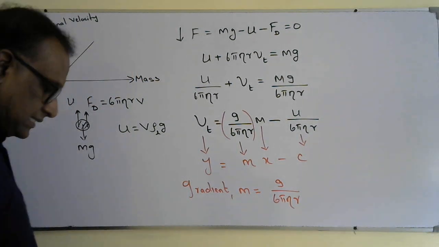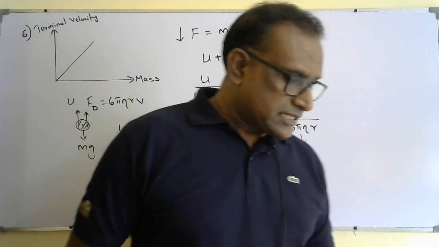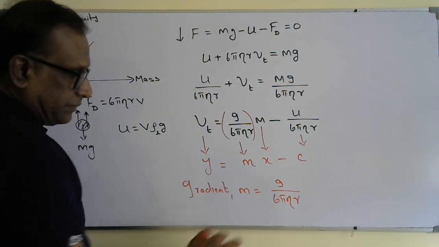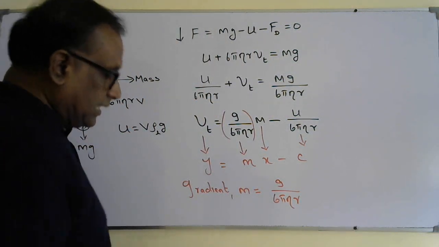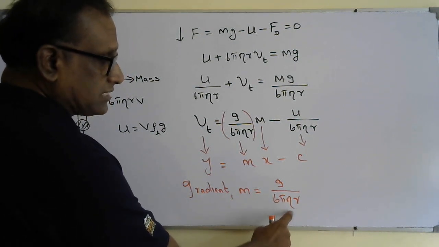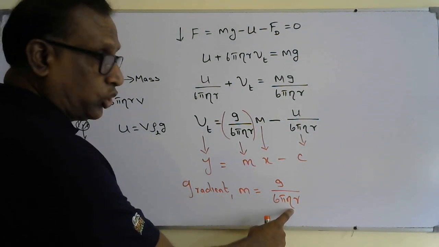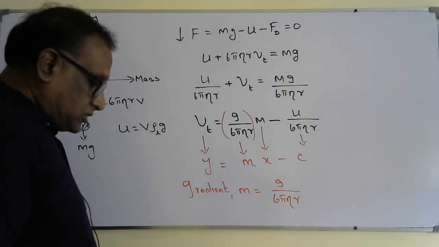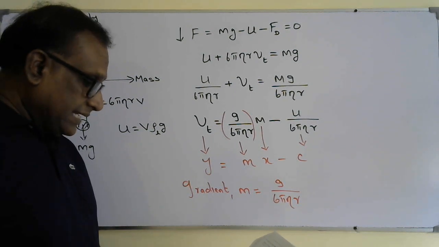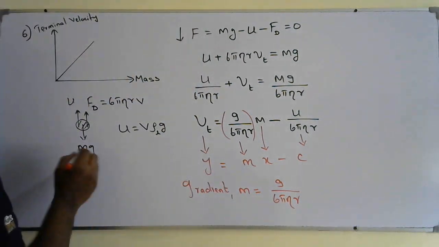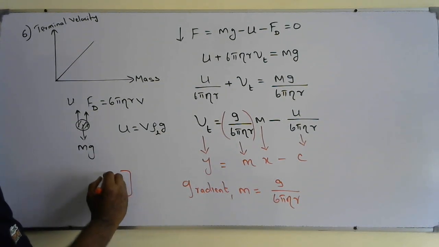The question is, which of the following describes the gradient of the graph for a liquid of greater viscosity? If eta becomes larger, you know it's in the denominator, so the gradient will decrease, or smaller gradient. Correct answer B. Question number 6, correct answer B.